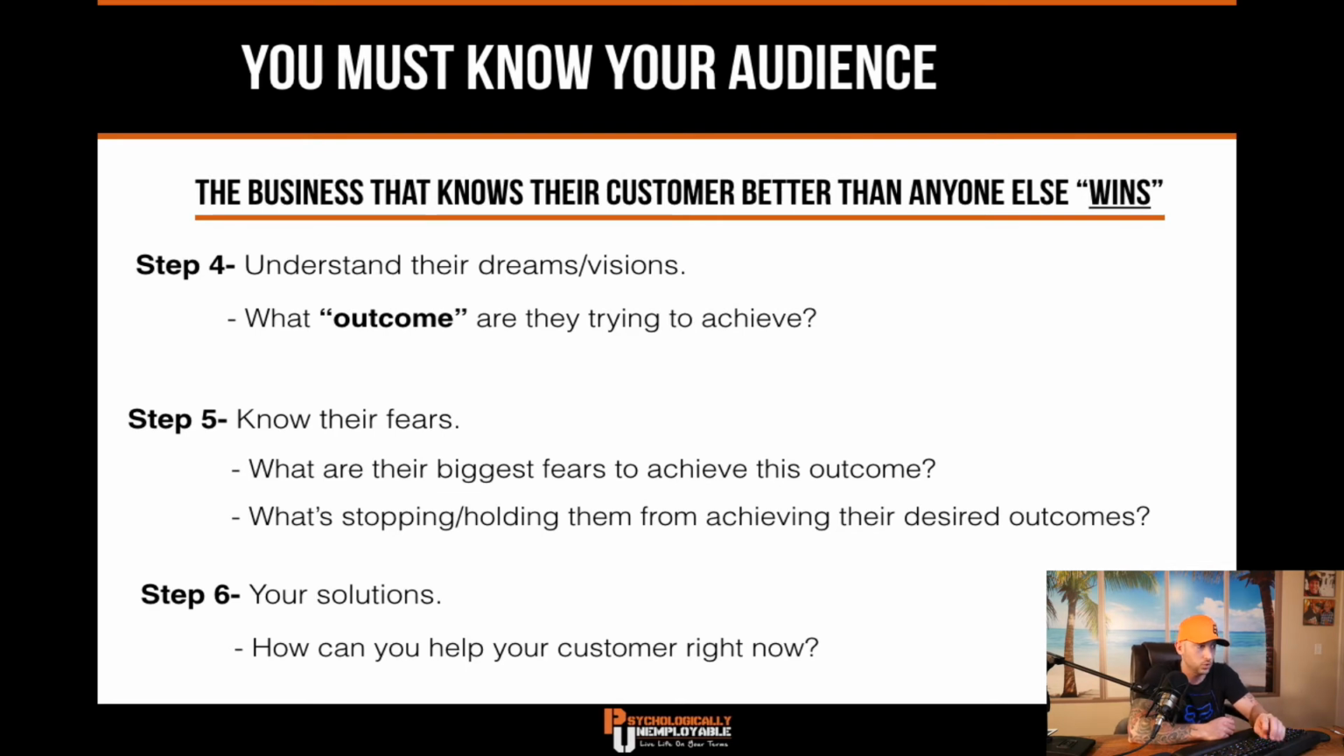Now, number 6, your solutions. How can you help your customer right now? One of the biggest things you want to understand, especially as an affiliate, is that all you're doing is what I call bridging the gap. Here's you, and here's the customer, right? And what you're doing is connecting the customer to where they want to be. That's it. I guess technically I should have explained it better. Here's the customer, here's you, and here's the product. You're just helping bridge the gap. You're taking the customer and bridging them to the product. You're helping them find the solution.